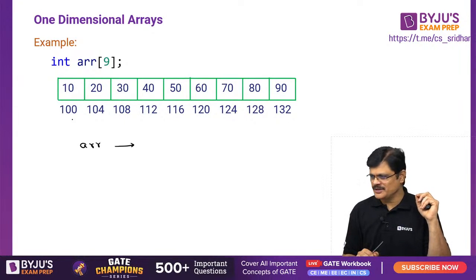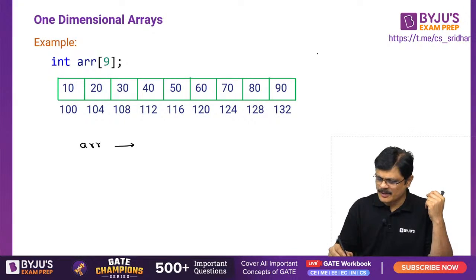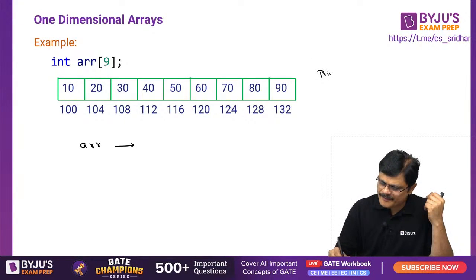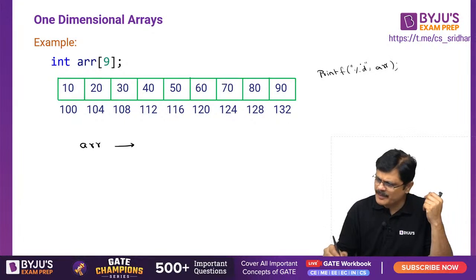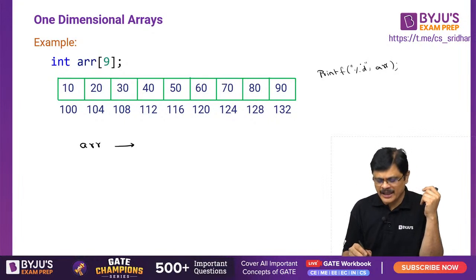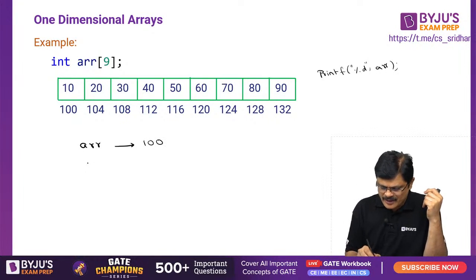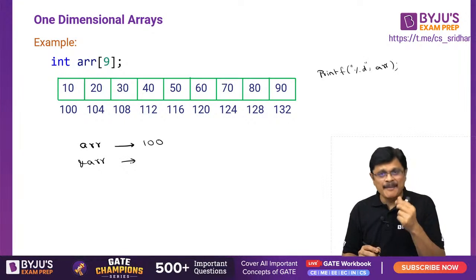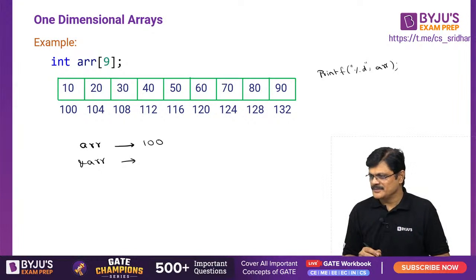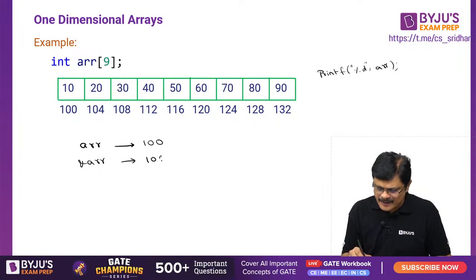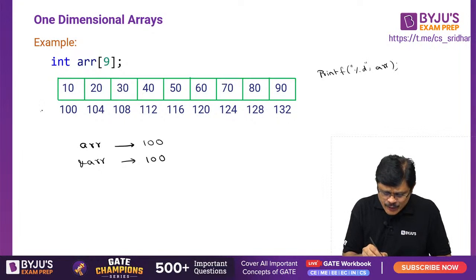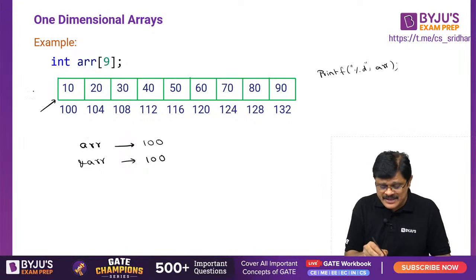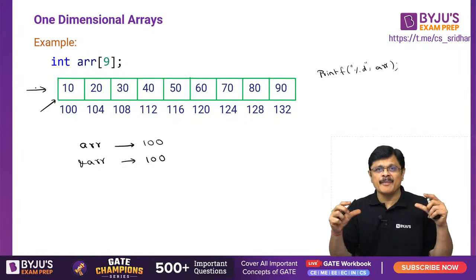When you printf, suppose I do printf, double quote, %d, ARR, or you can use %p. 100 is printed. ARR means 100. What about ampersand ARR? Even it prints 100, but ARR refers to the 0th location whereas ampersand ARR refers to the entire one-dimensional array.